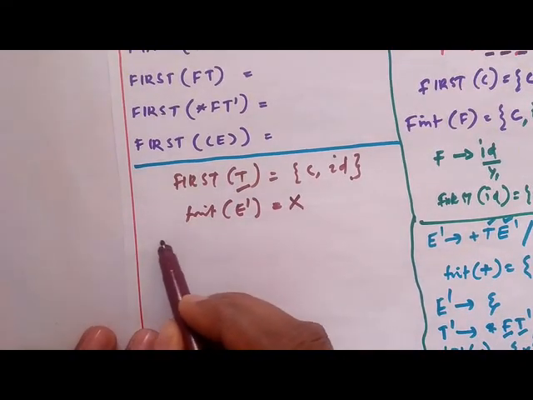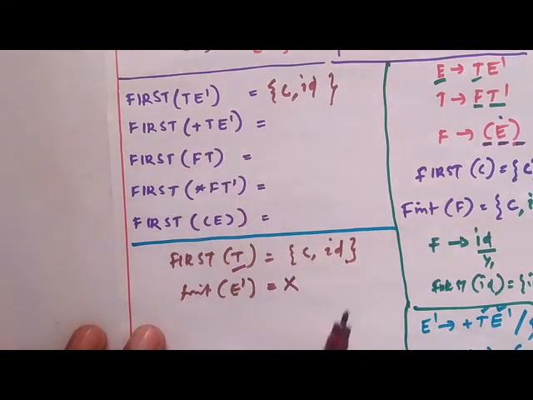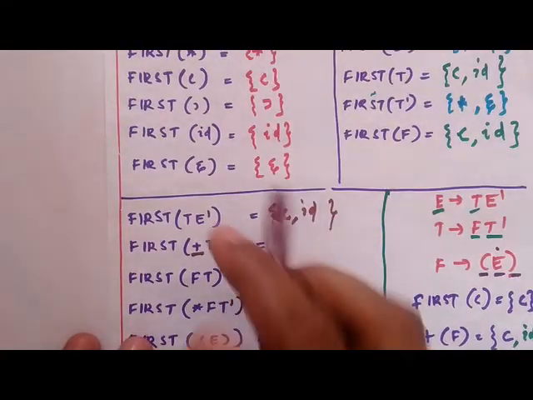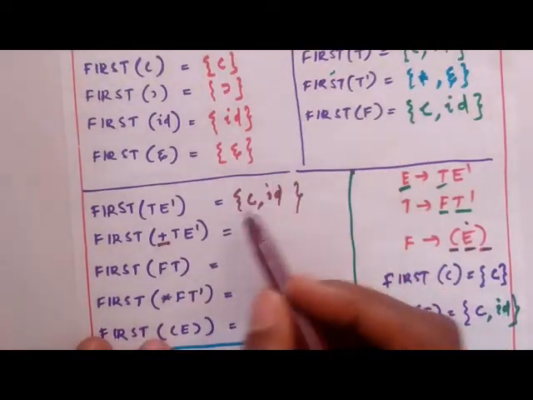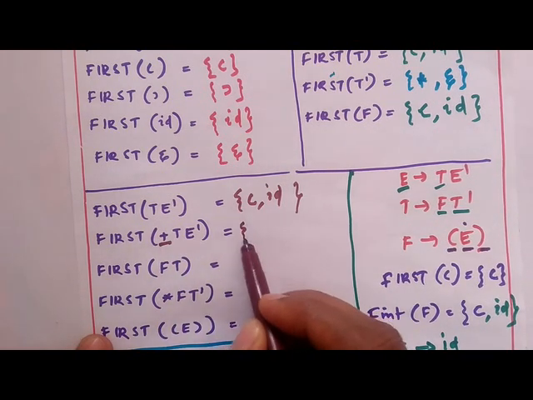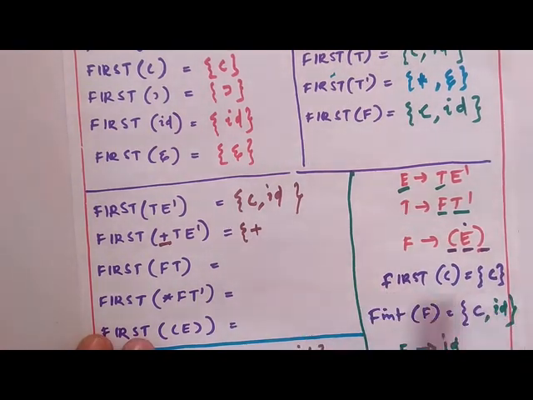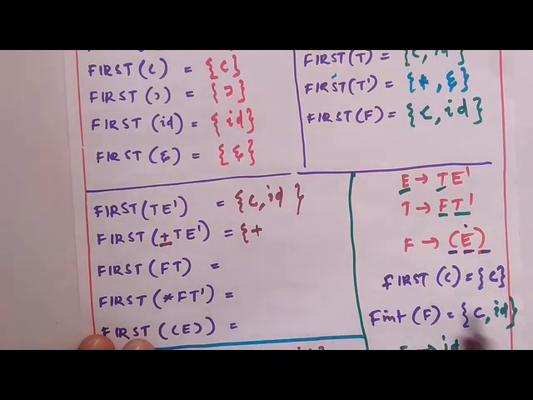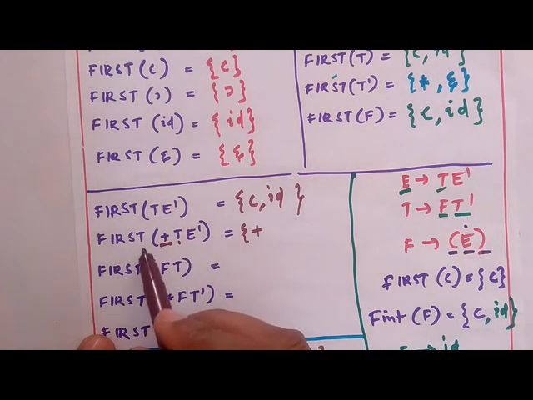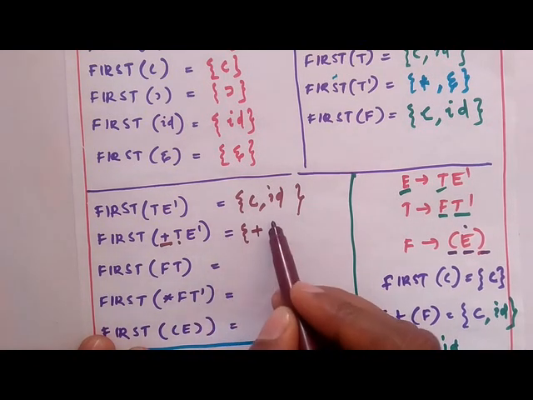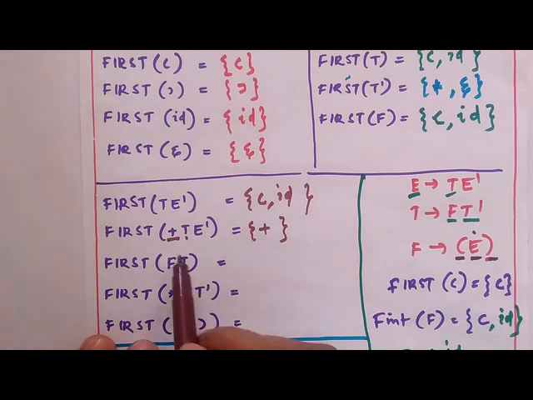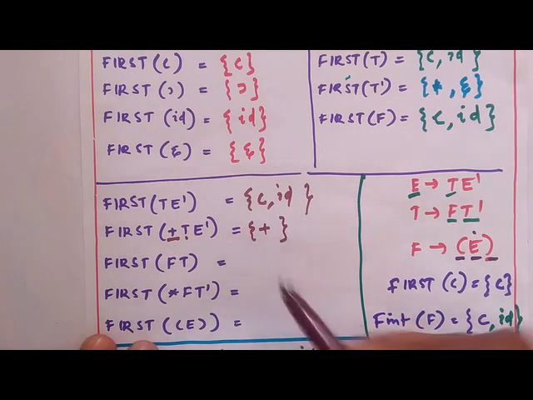The next one is first of plus T E dash. If you want to compute it, you need to compute first of plus. First of plus is already computed, which is equal to plus. So first of plus T E dash contains everything in first of plus except epsilon. Plus will come, epsilon is not there. Since first of plus does not contain epsilon, no need to compute first of T and first of E dash. So this set consists of only plus.